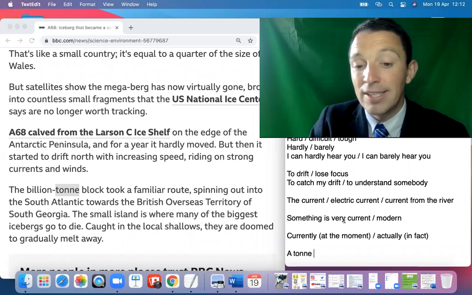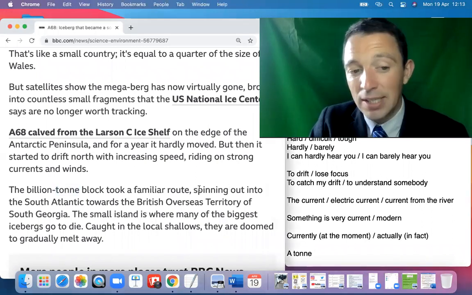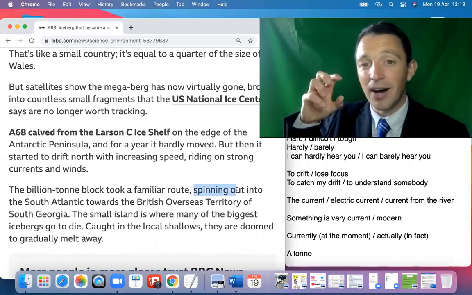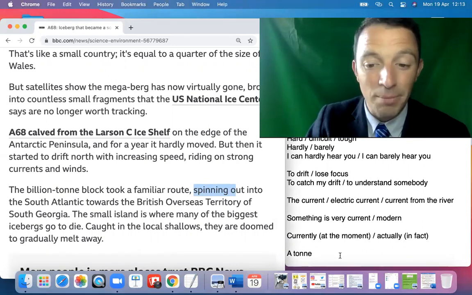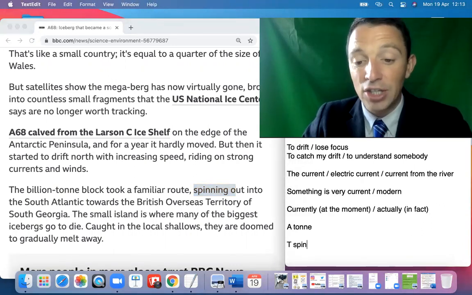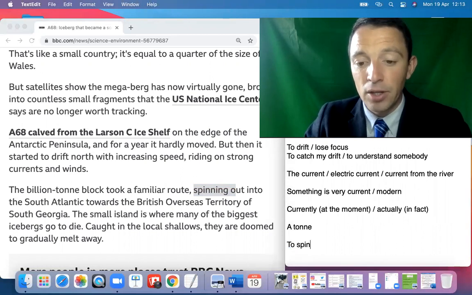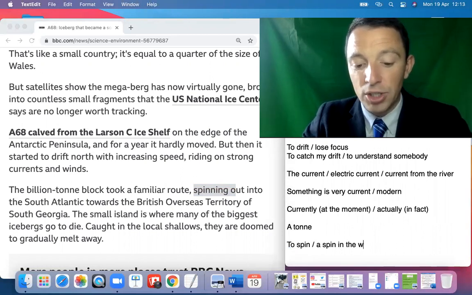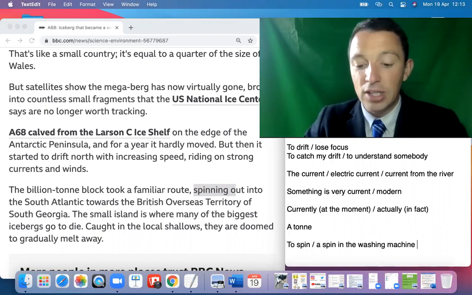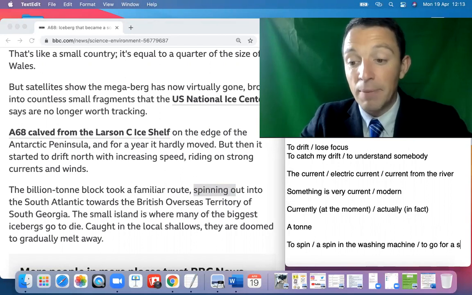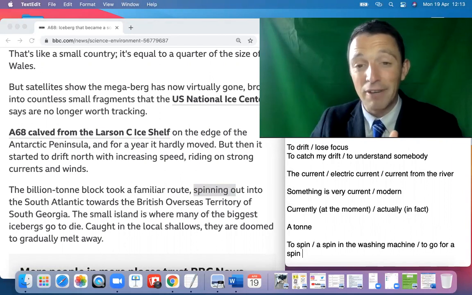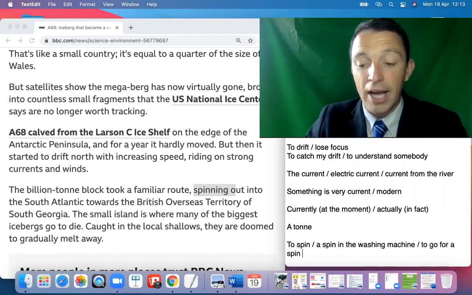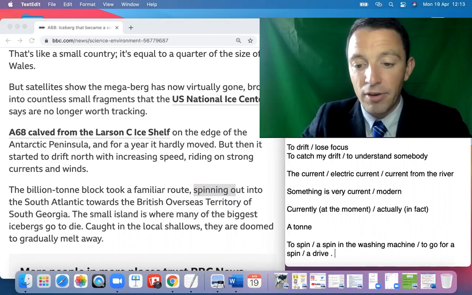Okay. Spinning out, I suppose, is important. So here, the block from the iceberg, and the verb is to spin and spin out. So it's literal. But I suppose spin is very important in relation to the washing machine. So we say a spin in the washing machine, and that means one cycle. Okay. We say to go for a spin, which means maybe to go for a drive. So if you're driving the car and you go for a spin, the significance is you go for a short drive, okay, or a cycle. So it could be a drive or it could be a cycle.